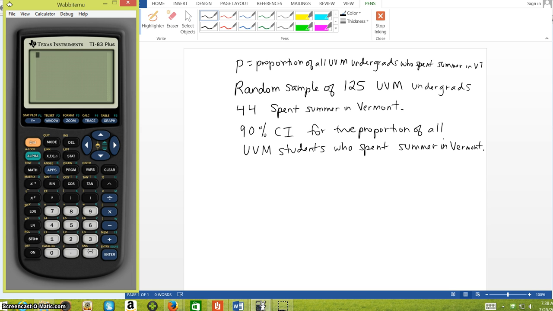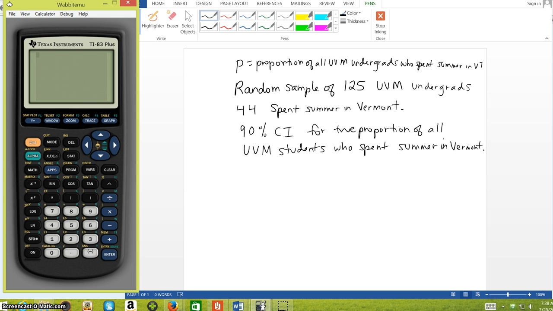Okay. So we are going to estimate the proportion of all UVM undergrads who spent the summer in Vermont. We had a random sample of 125 UVM undergrads, of which 44 spent the summer in Vermont, and we want to find a 90% confidence interval for the true proportion of all UVM students who spent the summer in Vermont.